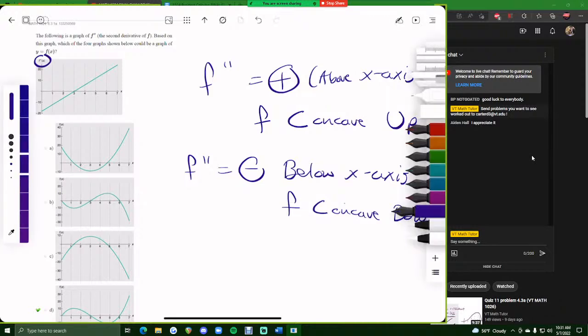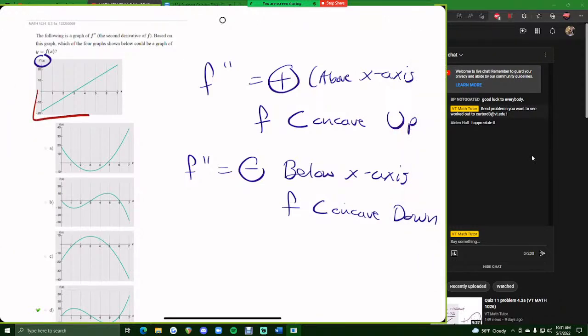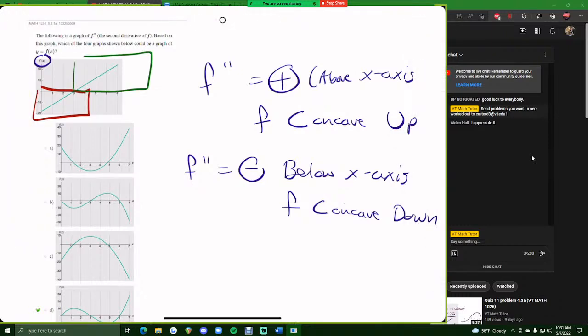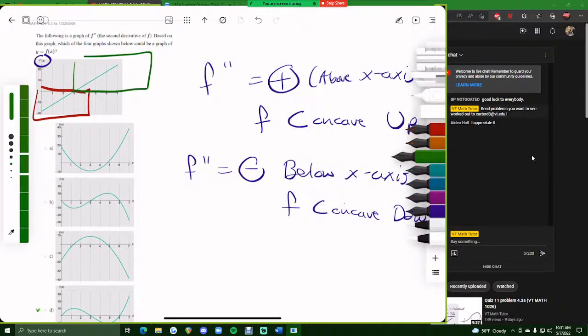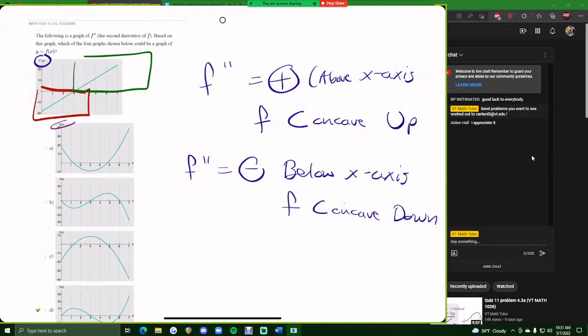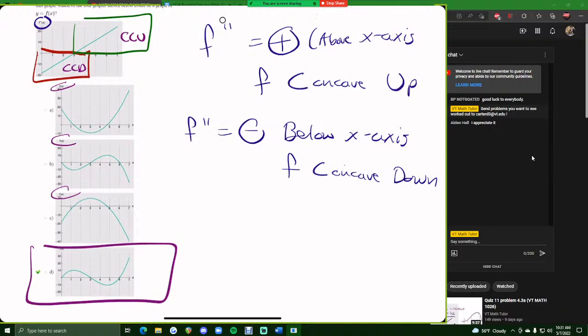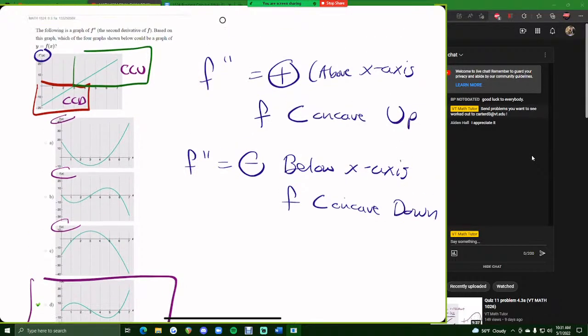So in this case, if this f double prime function starts below the x-axis and changes to above the x-axis, we are looking for the function f that changes from concave down to concave up. Concave down to concave up. So that forces it to be D. And that's it.